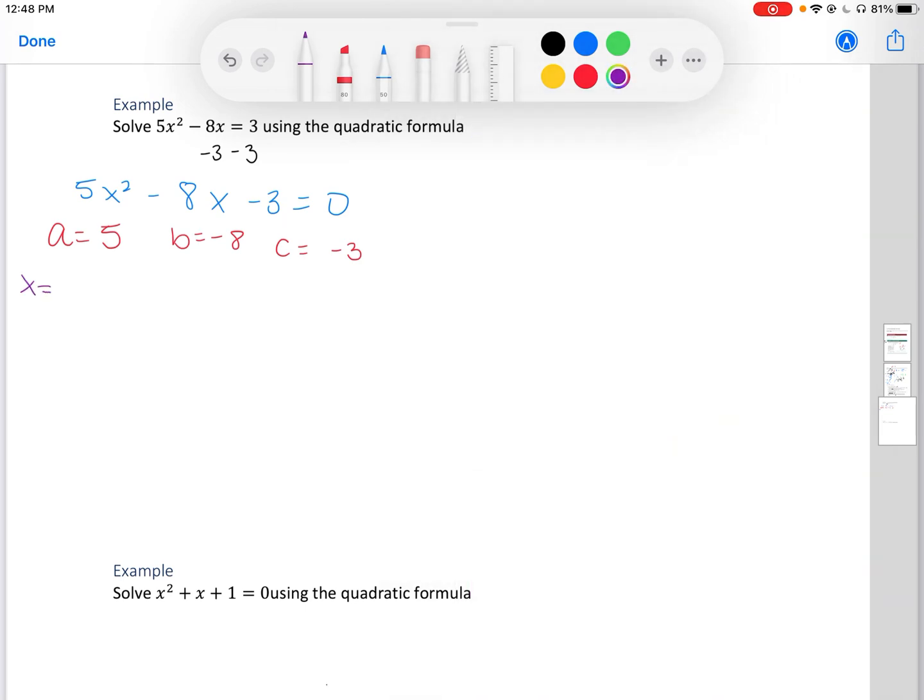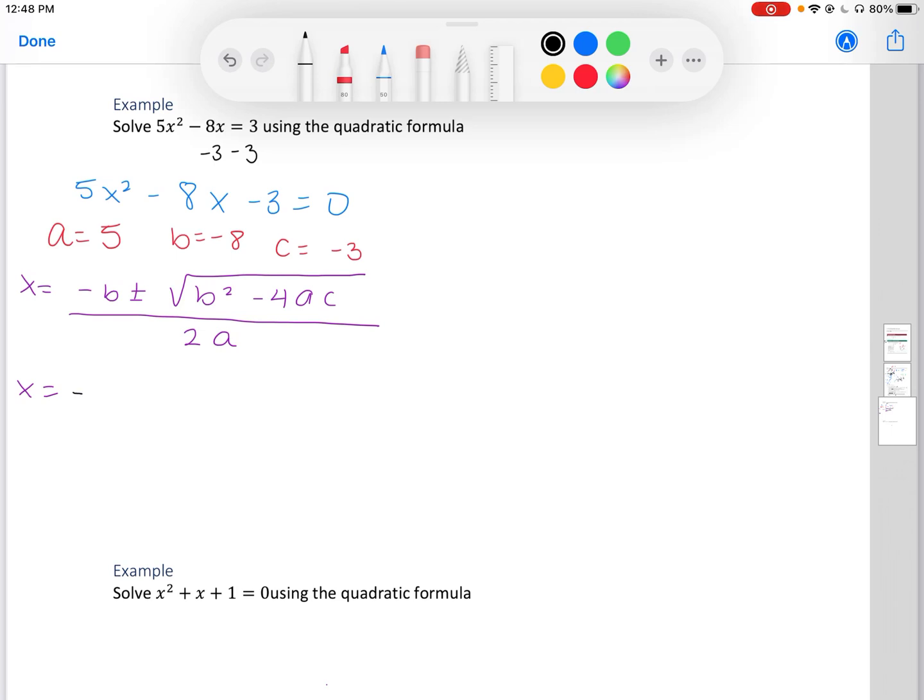We have x is equal to negative b plus or minus the square root of b squared minus 4 times a times c, all divided by 2 times a. Alright, let's work it out. Use parentheses to avoid making a silly sign mistake.